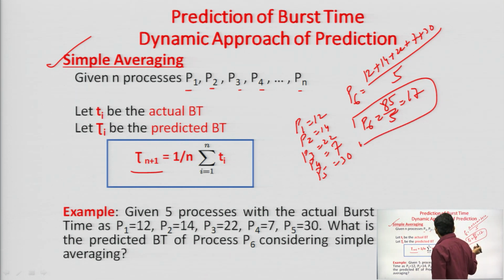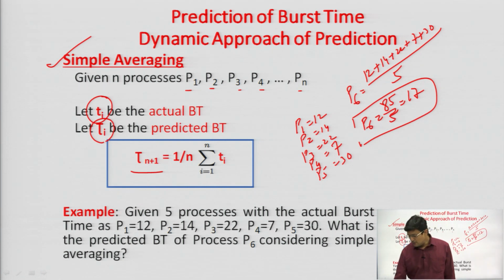Now, this prediction is given by the generalized formula, which is tau n plus 1 equals 1 by n summation i equals 1 to n of T i. Here T i is the actual burst time for any process, and tau i is the predicted burst time for any process. So, the relation between them is tau n plus 1 equals 1 by n summation 1 to n T i. Okay, so this is the simple averaging.